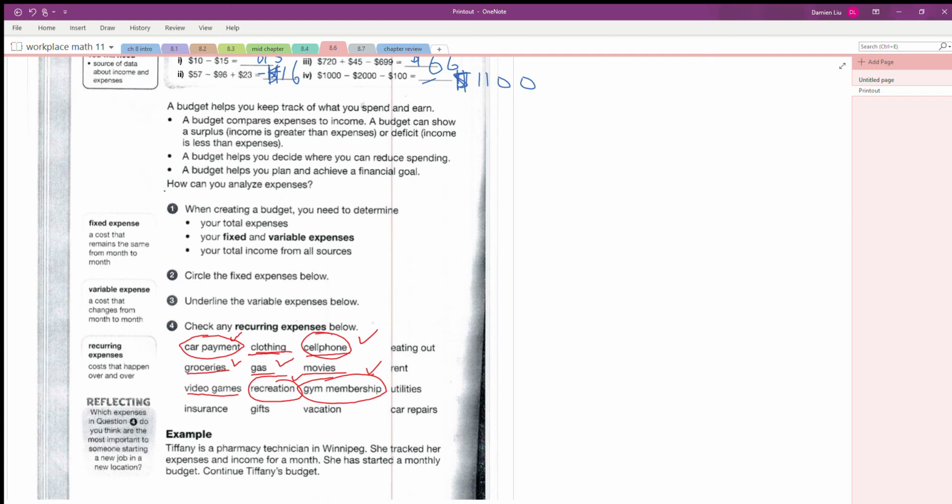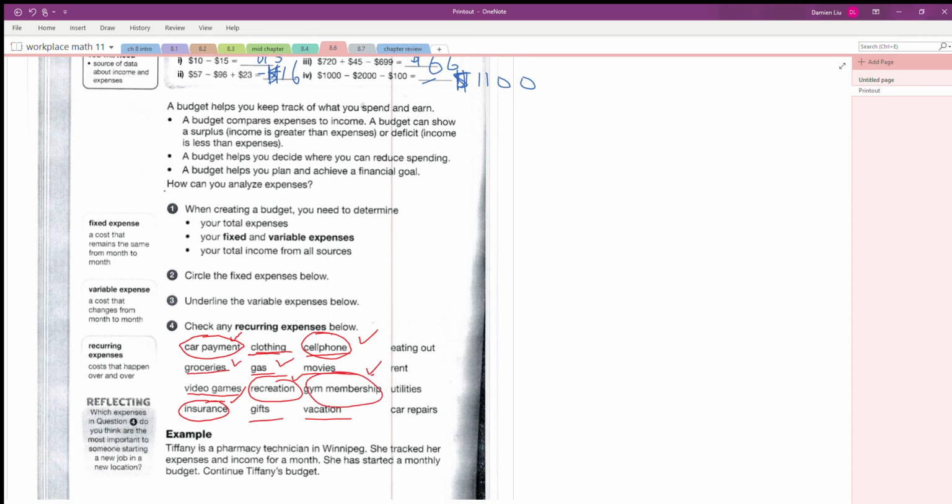Insurance is a fixed expense. You may not know that, and it's recurring. Gifts is a variable, and vacation is a variable as well. All right, and it may be recurring if you go every year, but not every month. Most people don't go every month. Okay, and most people don't buy gifts every month. So I'll change that. I'm not going to say that's a recurring expense for you to go on vacation. All right, all good?